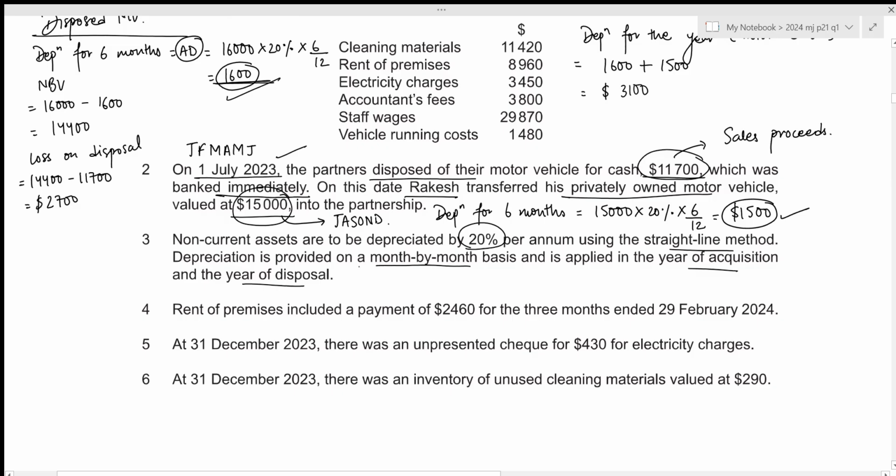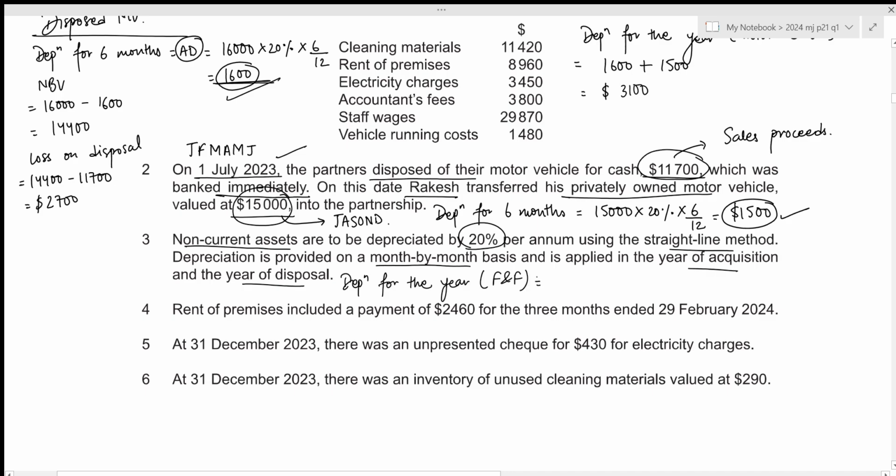Alright, then we do not have any addition as well as disposal of our furniture and equipment, which means that we can use the same rate, because this is the rate for all of our non-current assets, and we can calculate the depreciation for the year for our furniture and fixtures as well. Let's do that. Depreciation for the year, and this is for furniture and fixtures.